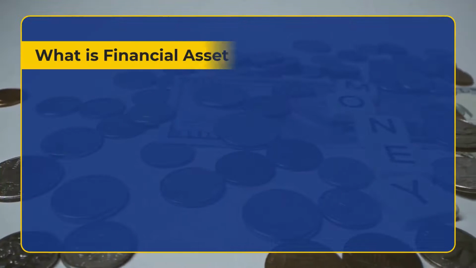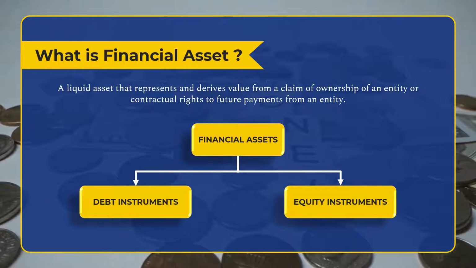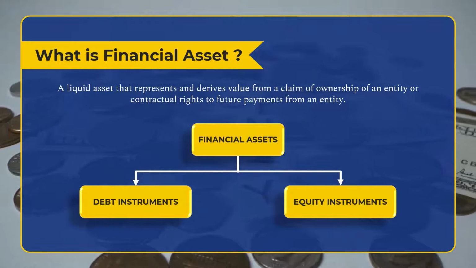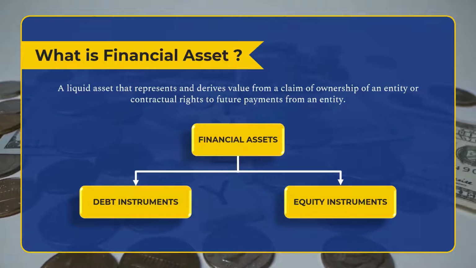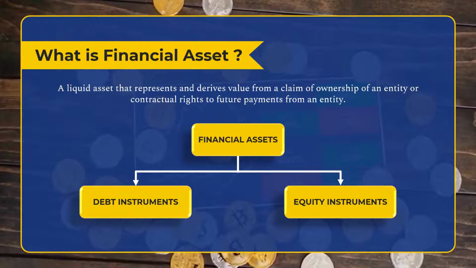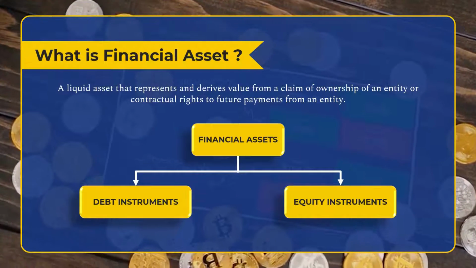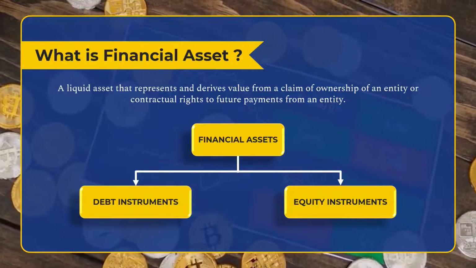Before that, do you know what a financial asset is? A financial asset is a liquid asset that represents and derives value from a claim of ownership of an entity or contractual rights to future payments from an entity. Currently, we will discuss two instruments of financial assets. First are financial assets placed in debt instruments, such as bonds of a government or company, and equity instruments such as stocks.